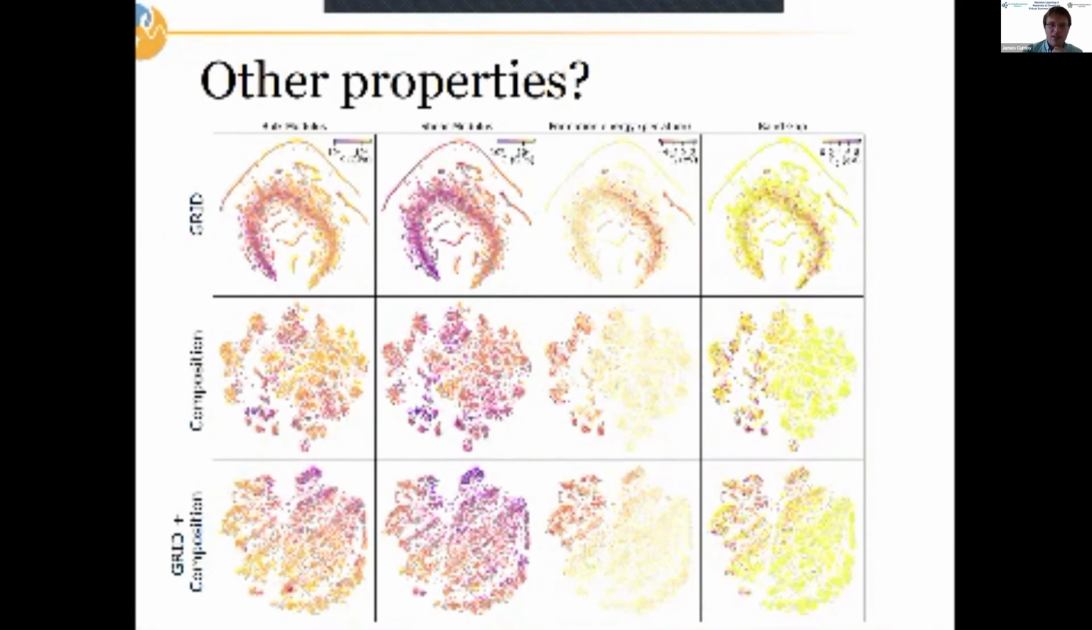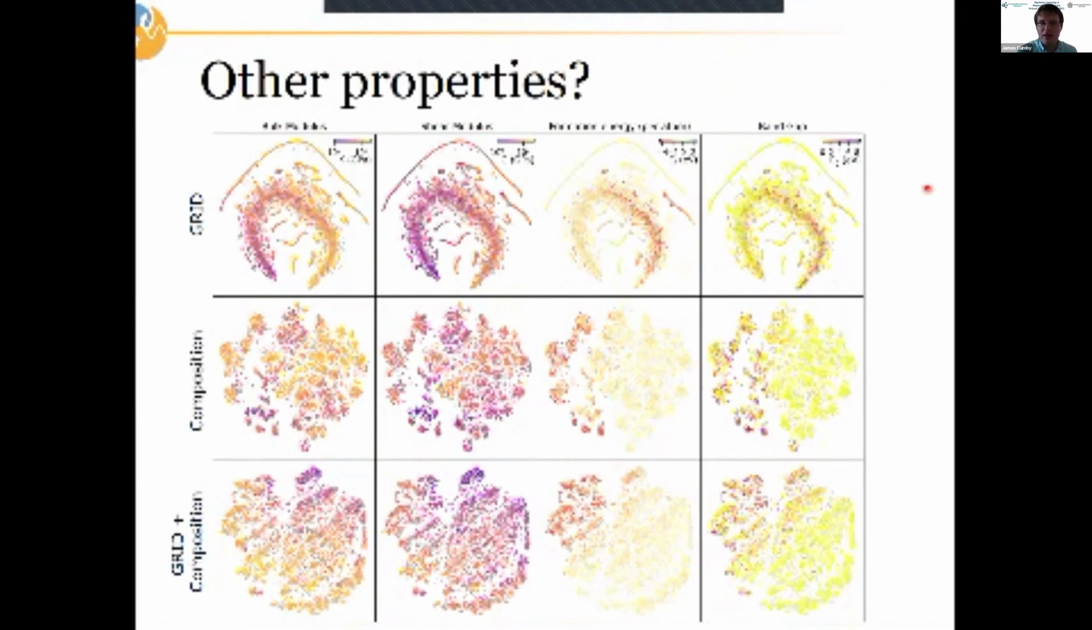But if you color the same t-SNE plots with different properties, you can see that this actually translates quite well between different physical properties. Things like shear modulus, formation energy, which Keith talked about earlier, we can predict, not as good as the state of the art, but reasonably well. And then finally, band gap as well. You can actually get quite a good band gap prediction just from looking at this structural representation.